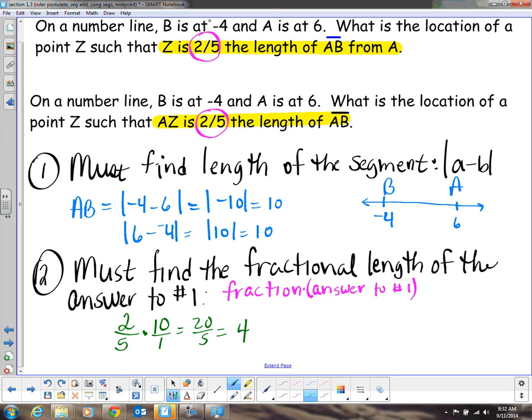So we want to find Z so that it is between A and B. But now this is where the yellow comes in. This says from A. So here's A. Now, I have to move 4 units. I'm either going to move to the right or I'm going to move to the left. Remember, we must be on the segment. So in this case, which way must we move?